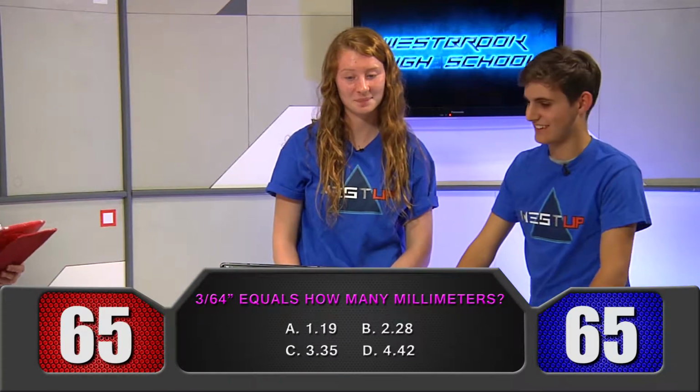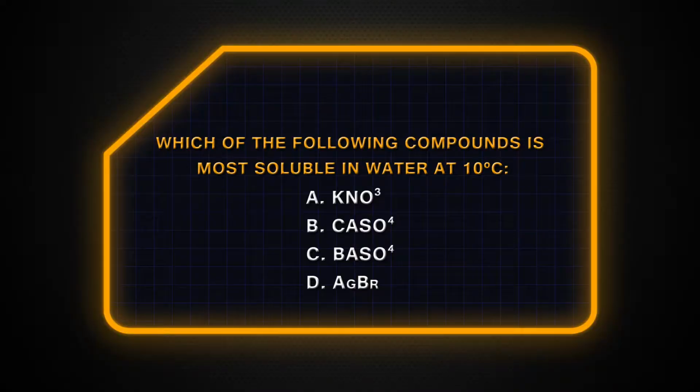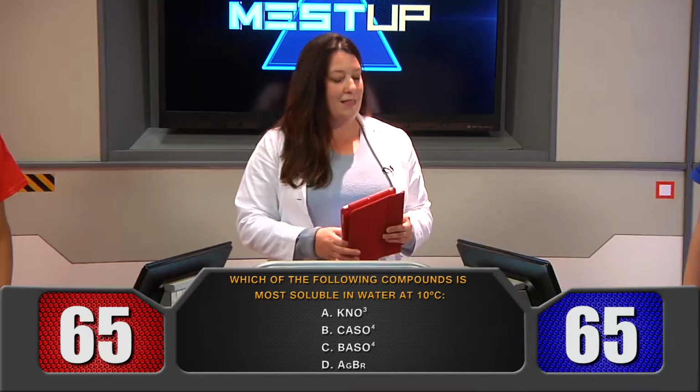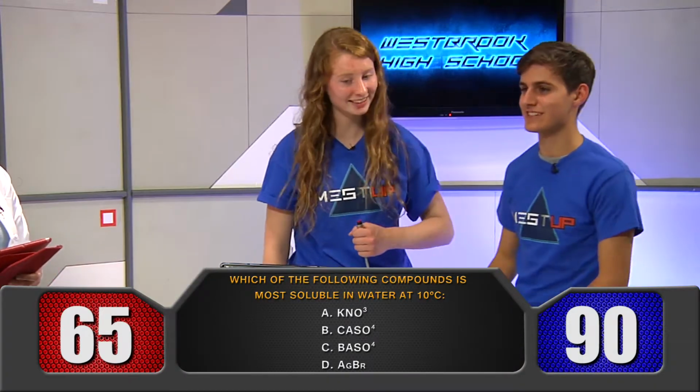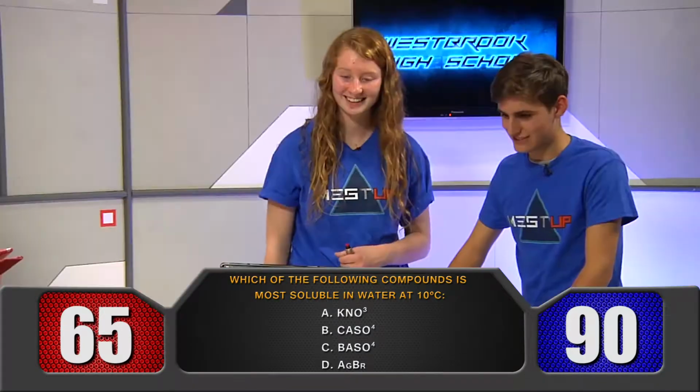All right, blue team, your choice. We only have one more 25-pointer left. Well, let's go for it. All right. 25. Okay. Which of the following compounds is most soluble in water at 10 degrees C? Blue team, A, KNO3. That is correct. My nitrates are always soluble. Blue team, your choice.